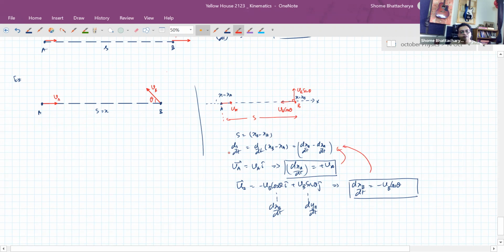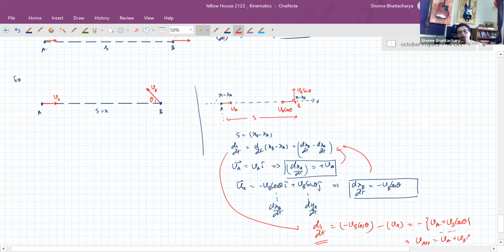So you can see the rate at which the distance between A and B is changing, ds by dt, is this, minus VB cos theta, minus this, so that is VA. So it is negative of VA plus VB cos theta. So the rate at which the distance between them is changing is a negative quantity. That means they have an approach velocity. So the approach velocity between them at that moment is VA plus VB cos theta. At a very simple level, it is the component of A towards B plus the component of B towards A.